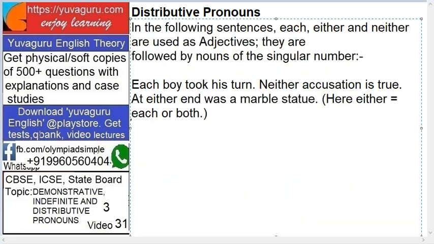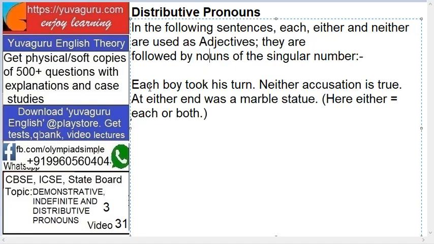Next, in the following sentences, each, either, and neither are used as adjectives. Now how can you say these are adjectives? They are followed by nouns. Now this is a trick. Anywhere you want to find an adjective, generally 99% it is followed by a noun.